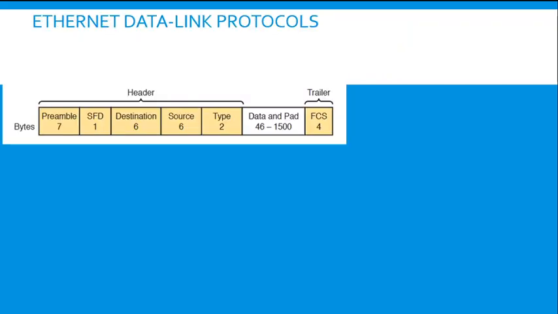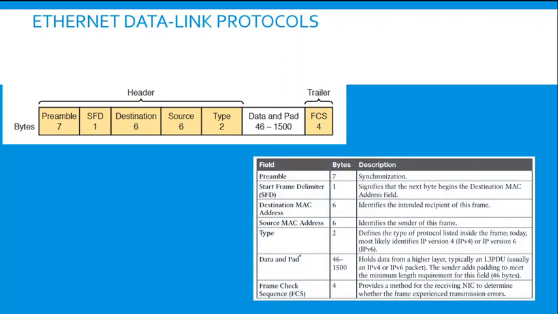Of course, we have the bytes. We have a 7-byte preamble, 1 byte SFD, 6 for destination, 6 for source, type 2, and data embedded in the range from 46 to 1500, and the trailer, FCS, 4. As you can see, the synchronization, significance, identification, and definition, and the packets with the data embedded are held by IPv4 and IPv6 packets, and the frame check. Of course, don't forget these are from different bytes: 7 preamble, 1 for start frame, 6 for destination, 6 for source MAC address, type is 2, data embedded is in the range from 46 to 1500, and frame check is 4.